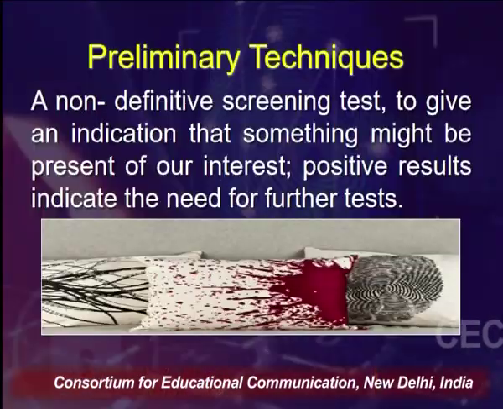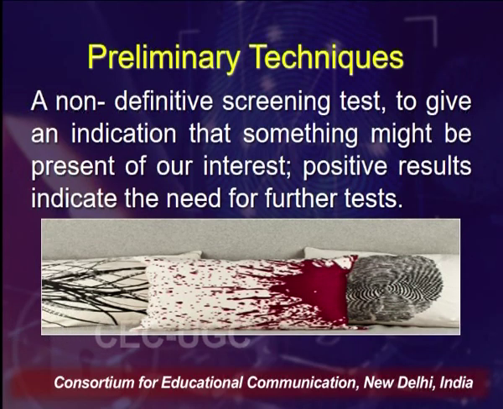These preliminary techniques are non-definitive screening tests that give an indication that something of our interest might be present. The positive results indicate the need for further tests. So, supposedly if you are able to identify a species based on the preliminary techniques, then we do not have to go to the confirmatory techniques. The reason behind that is the confirmatory techniques are quite expensive. But if you are able to make sure about the species at the preliminary level, then it is better to use the non-definitive screening tests, which are the preliminary techniques.